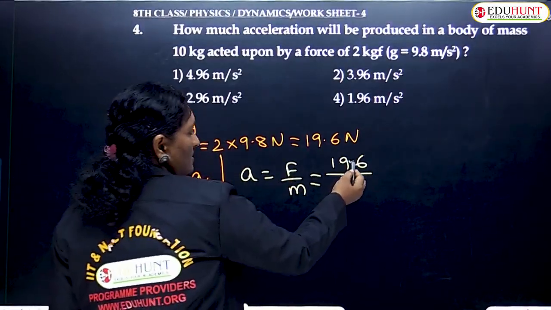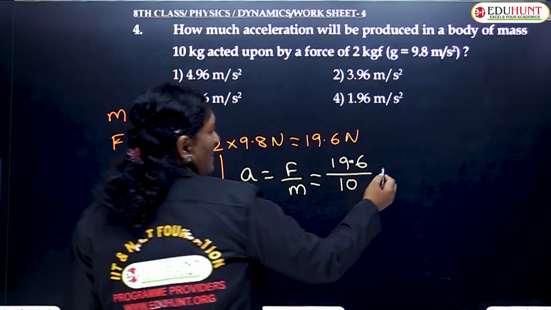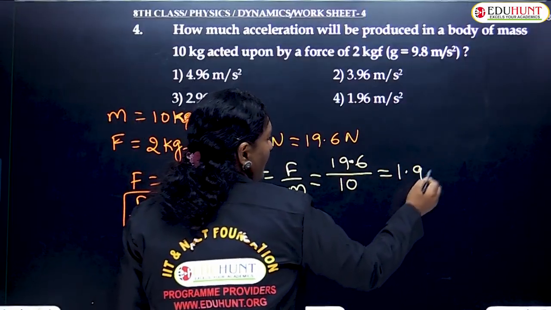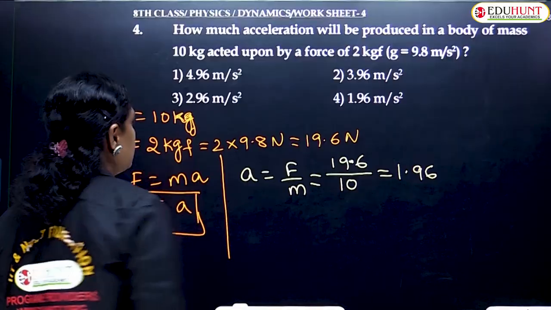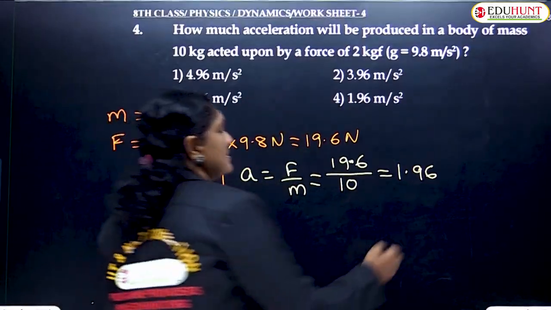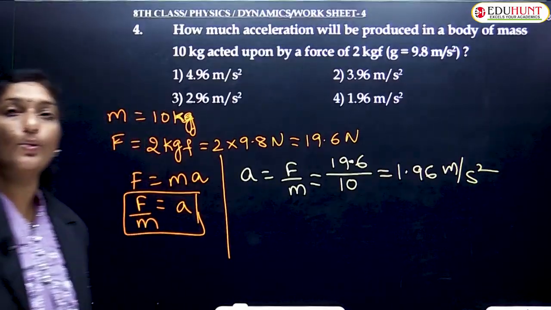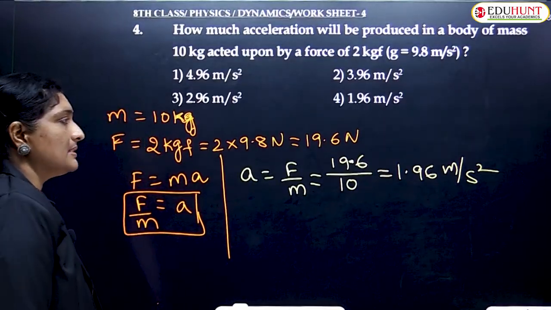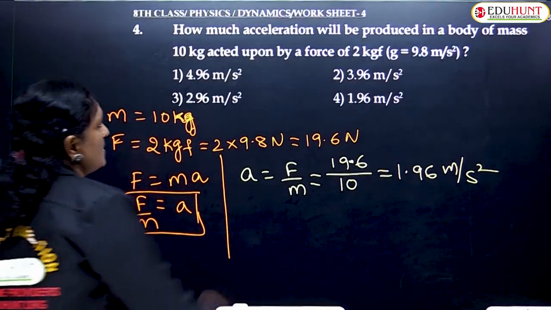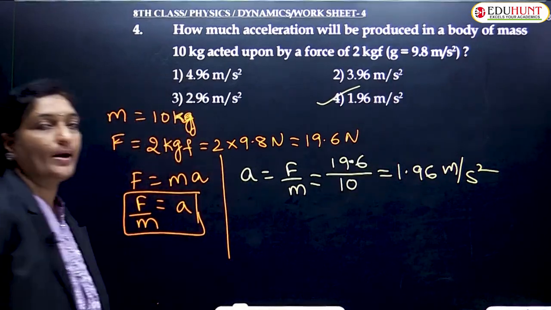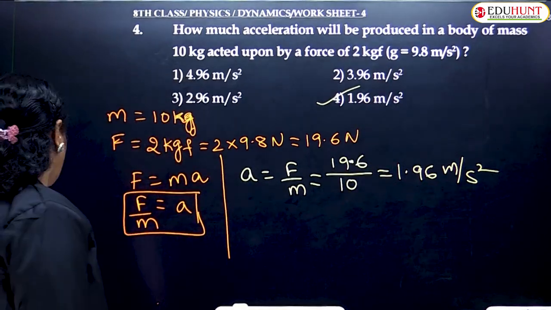The decimal goes towards left. So how much it will be? 1.96. As it is acceleration and was asked in SI system, units will be meter per second square. 1.96 meter per second square. Hence the right option is fourth option, 1.96 meter per second square.